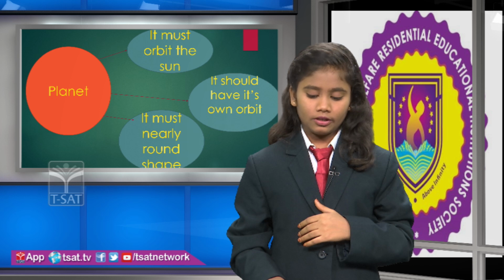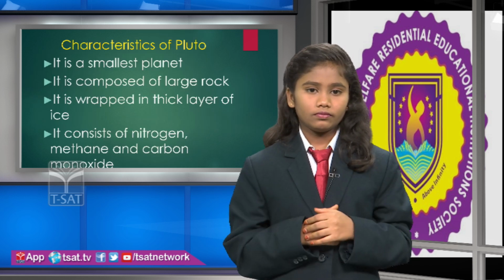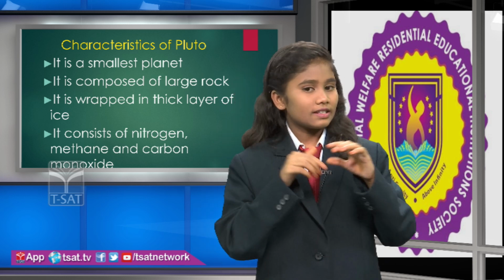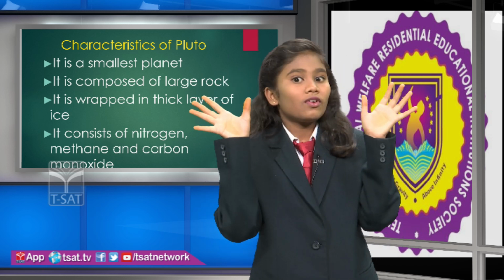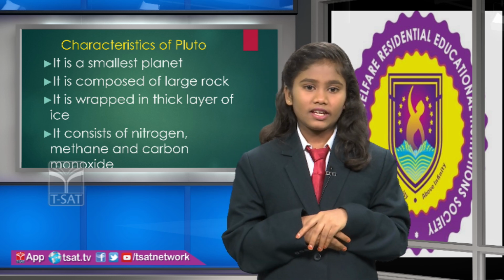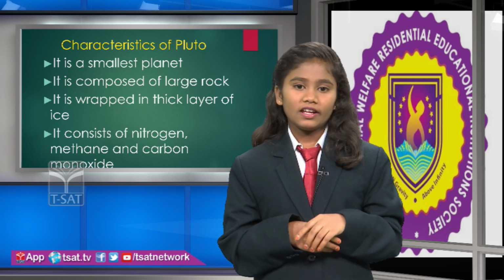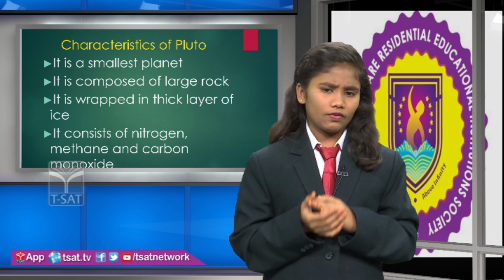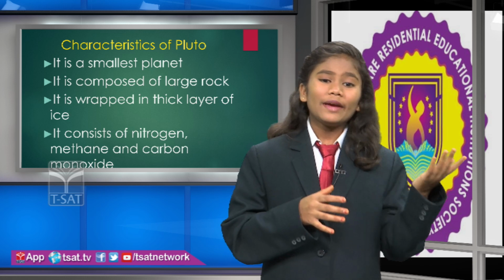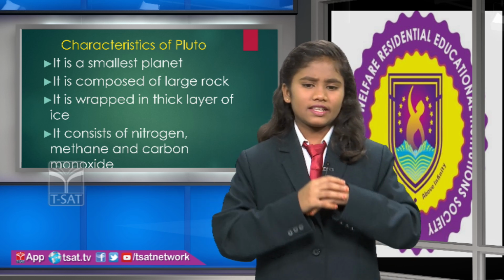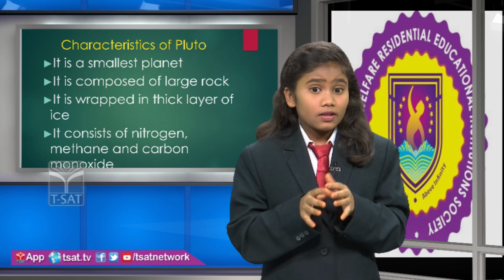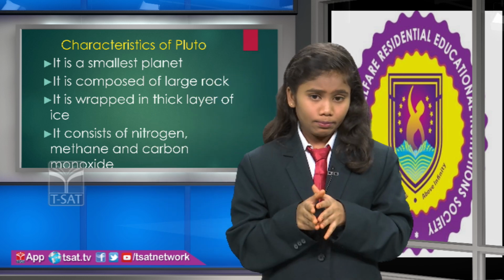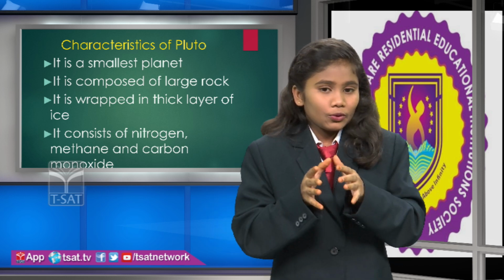Now let us discuss the characteristics of Pluto. It is the smallest planet in the solar system, composed of large rock. It is wrapped in a thick layer of ice. It consists of nitrogen, methane and carbon monoxide. Its orbit is more inclined than the 8 other planets. It sometimes joins the Neptune orbit.